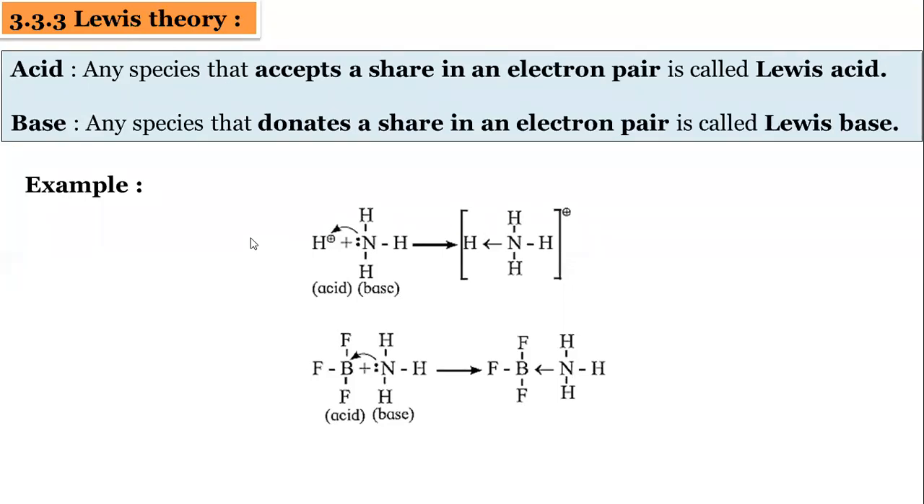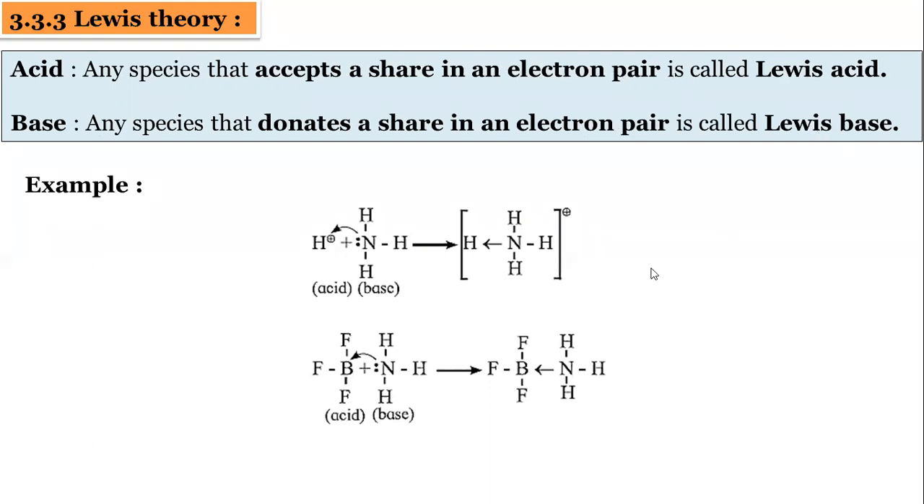This is the Lewis theory, which is related to electron pairs. According to the Lewis theory, any species that accepts an electron pair, meaning acids are electron pair acceptors, is called a Lewis acid, and bases are the substances which donate an electron pair, called Lewis bases.